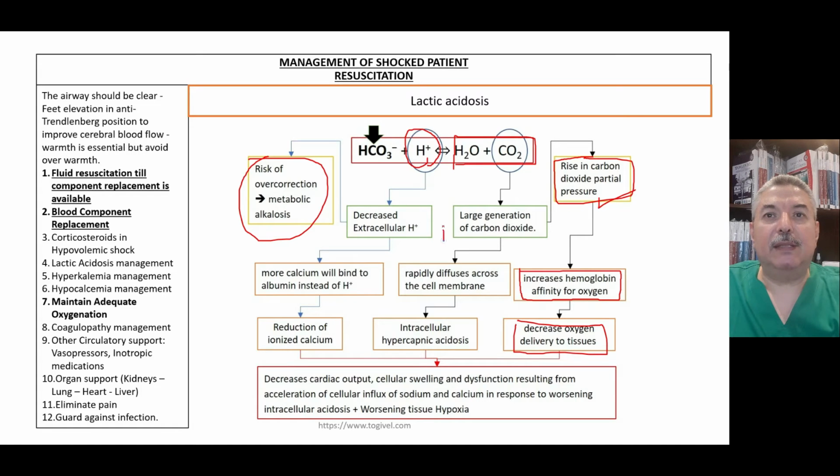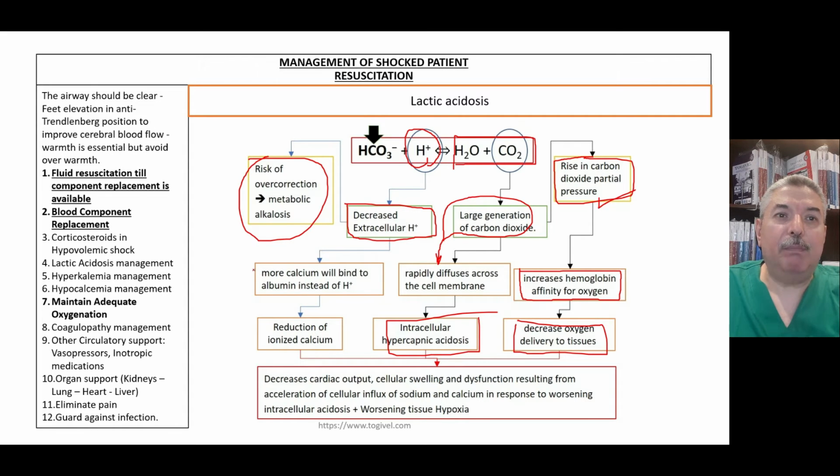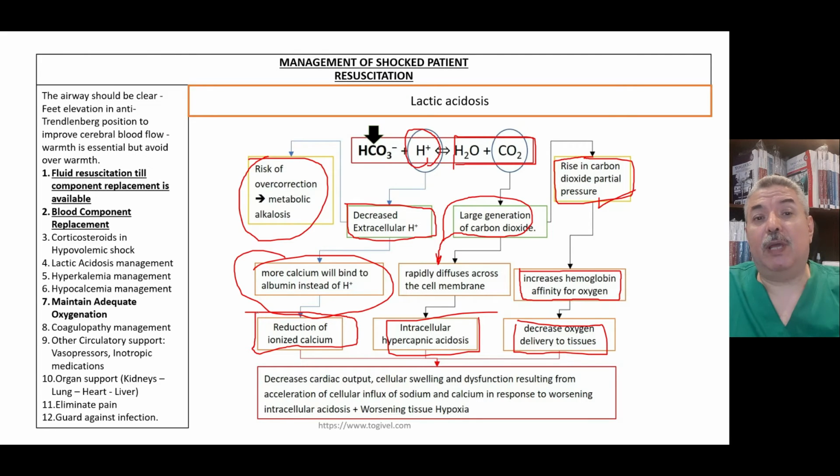The second thing is that with the large generation of carbon dioxide, the carbon dioxide will enter the cells, because carbon dioxide permeability is 200 times more than oxygen. So it diffuses into cells very easily, and this will lead to intracellular acidosis. So you decrease the extracellular acidosis, but you increase the intracellular acidosis. The other effect is that there is a decrease in the extracellular hydrogen ions, so more calcium binds to albumin. And so I have another problem to deal with, which is the reduction in the ionized calcium.